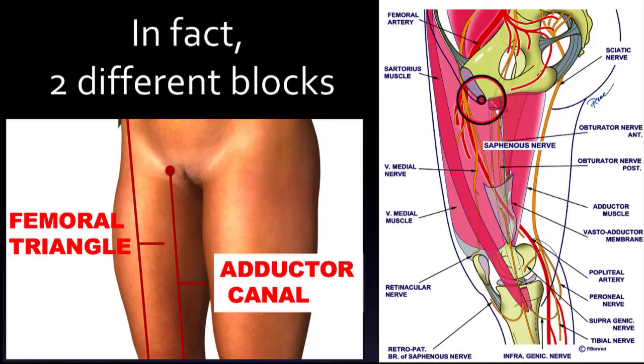At the start, we see all the branches here of the femoral nerve. Downside, when you perform a femoral triangle block, you have just the vastus medialis nerve and the saphenous nerve there. And when you puncture more caudally, when you do an adductor canal block, you have just the saphenous nerve. At this level, you are working behind the vasto-adductor membrane.